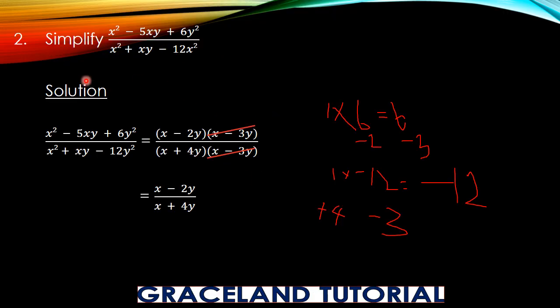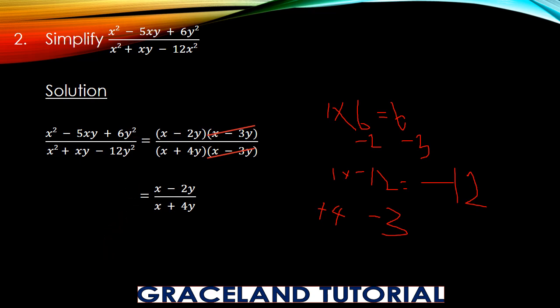Now let's look at number 2. Simplify x squared minus 5xy plus 6y squared over x squared plus xy minus 12y squared. Now let's look at the solution. How do you solve this? The first thing, factorize the numerator and also the denominator. The numerator is x squared minus 5xy plus 6y squared.